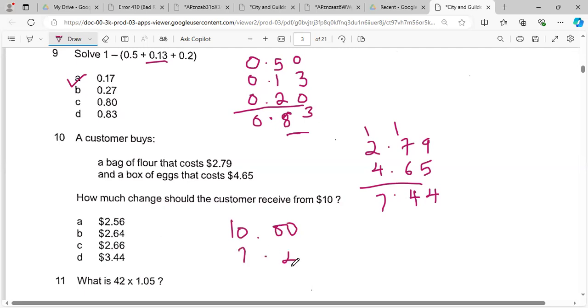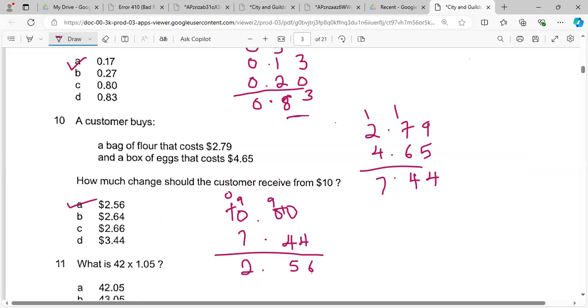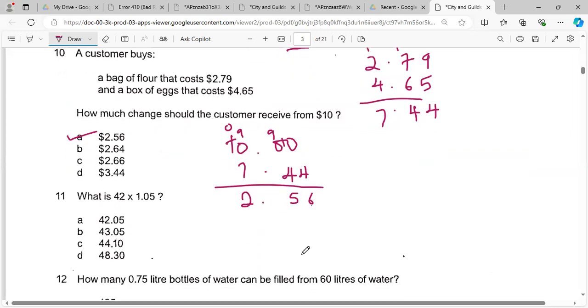another way you could have done it, once you get the 744, you could have added these numbers to get it, right? 4 from this, I can't, so I'm going to go all the way over here. 4 from that leaves 6, 4 from that leaves 5, and then this 2. So that would be A, 2.76. And the last one now, we have 42 times 1.05.